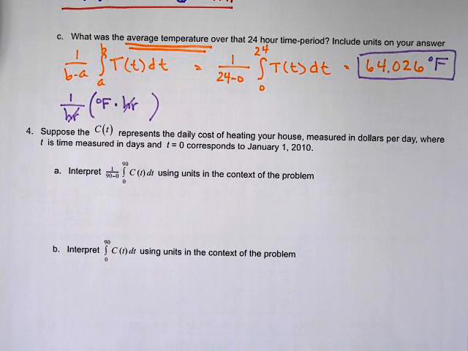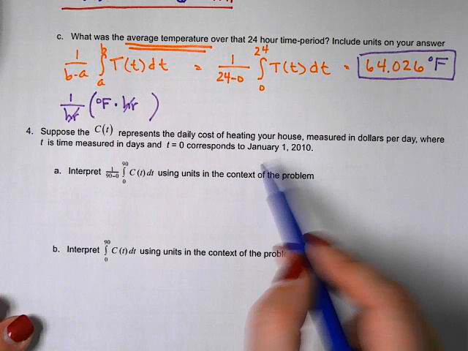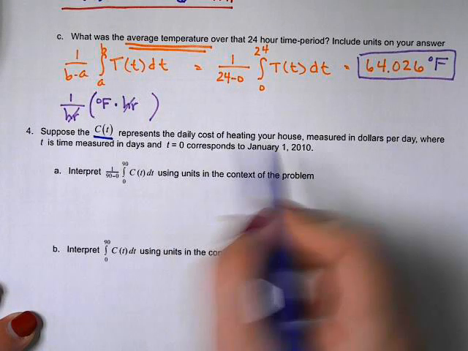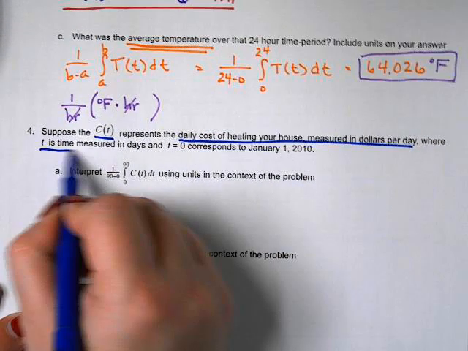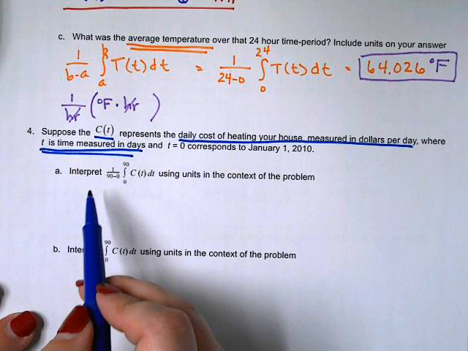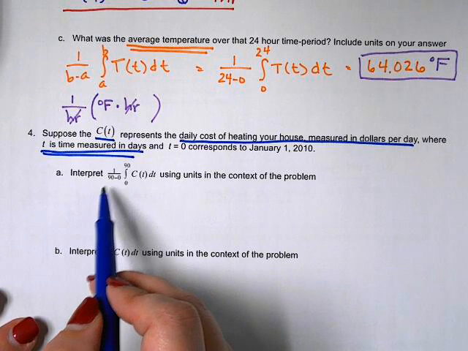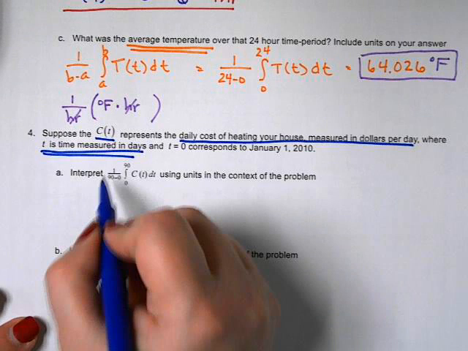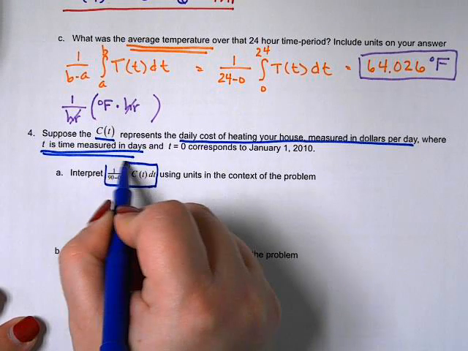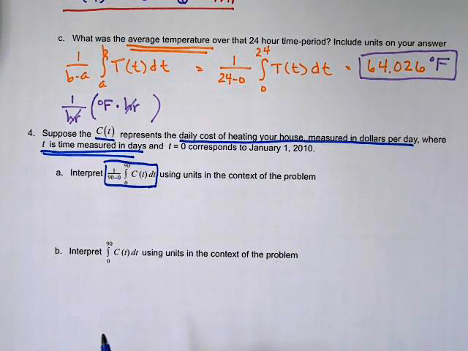Alright, so C of t represents the daily cost of heating your house measured in dollars per day, where t is measured in days and t equals 0 corresponds to January 1st of 2010. So really the important part here, C of t is the daily cost of heating your house measured in dollars per day, and time is measured in days. If we want to interpret this first one here, it's 1 over 90 minus 0 times the integral from 0 to 90 of C of t dt. This is that average value that we were just talking about. Alright, so if we want to look at interpreting what this actually means, remember we need 3 things: the noun, the units, and the time.